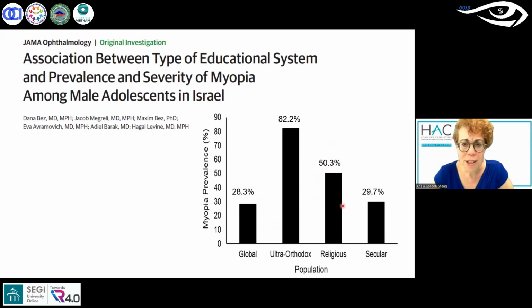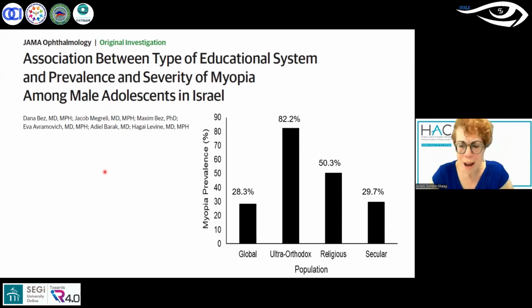Now, all these children live in the same country, and it's not a big country. It's a little tiny country. It's maybe 400 kilometers long and 60 kilometers wide. So it's not a big geographical difference. All the boys in this study were from a Jewish ethnicity. So it's not likely to be a genetic factor. And so the authors of this study suggested that it has something to do with their educational system.